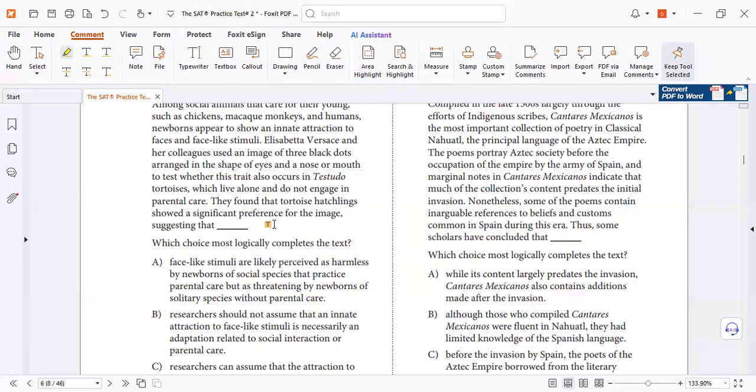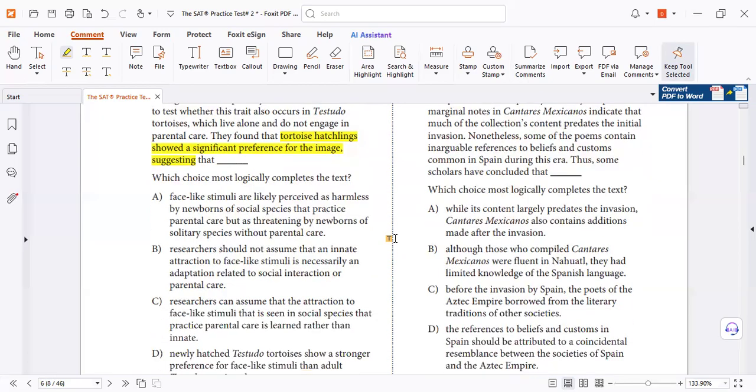They found that the finding suggests, so what does the finding suggest? Any idea not mentioned in the text at all, delete. Any idea out of the main focus of the finding, delete. Starts hatchment shows significant preference for the image. What does it refer to?